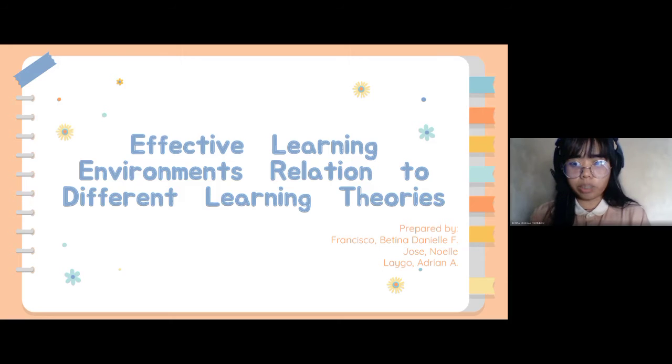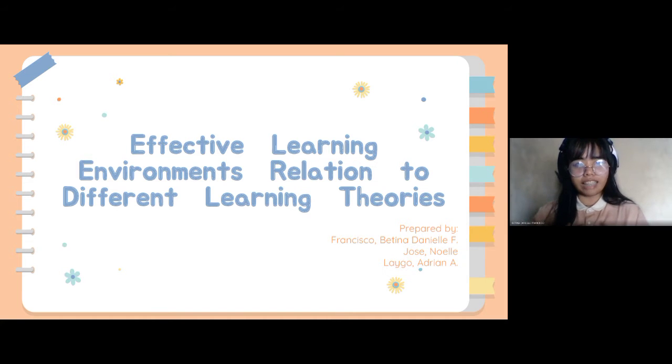So, good day everyone. Today, we will be presenting effective learning environments in relation to different learning theories. One of the primary elements in the teaching learning process is the learning environment. It is an uncontested fact that an effective learning environment is conducive to a student's learning. Just as there are different learning theories, there are different ways in which educators shape the learning environment to reinforce it. We will be going through six of them.